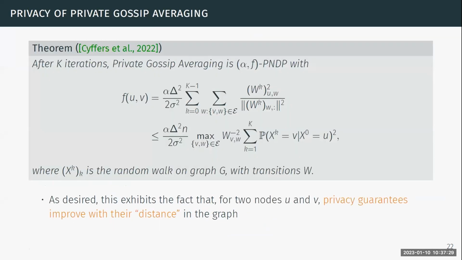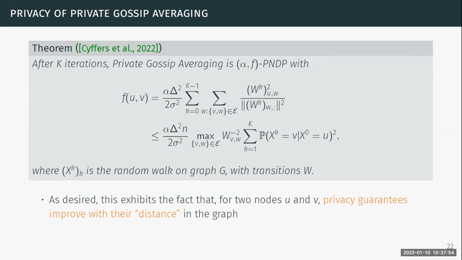Okay, so for gossip averaging, something that is very nice, I think, is that the privacy guarantee of V with respect to U, we have a closed form solution that is actually exact. That is a little bit ugly, right? So this is not very intuitive, maybe, but this is something that we can compute. So if we know the graph, if we know the gossip matrix, we can compute this numerically.